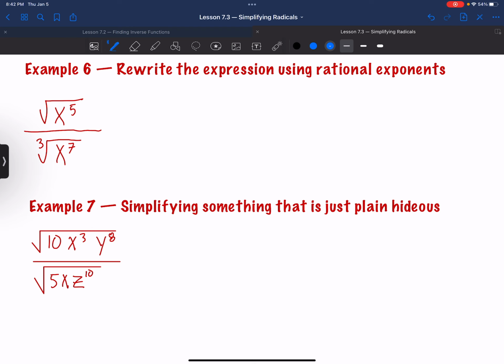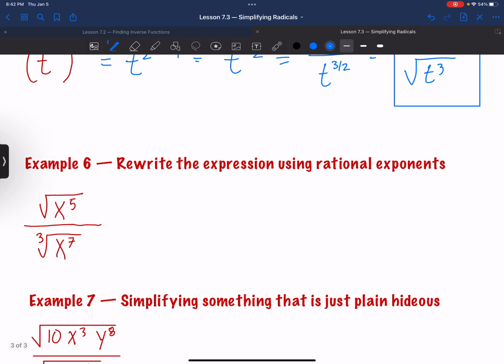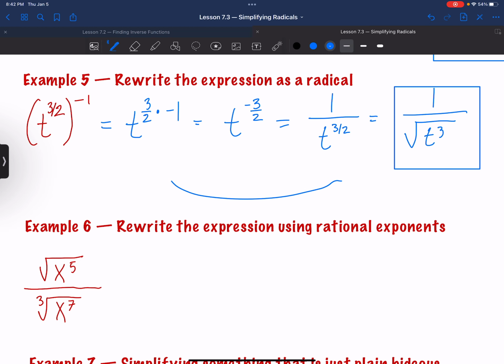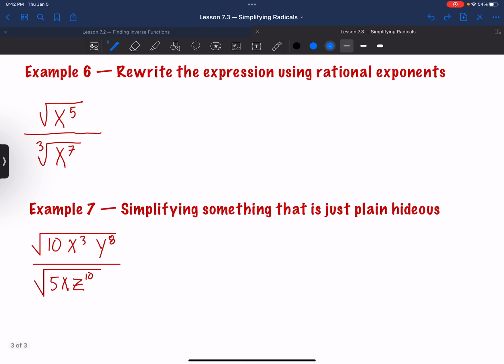So we're just going to do the same thing again, but the other way, right? It's kind of like starting with what I boxed and going backwards. Okay. So on the top, I have an index of 2 and a power of 5. So this is x to the power of 5 halves. This is square root. Divided by cube root of x to the 7th, that is x to the power of 7 thirds. And since I am dividing these, it's x to the 5 halves divided by x to the 7 thirds, I will subtract their exponents, 5 halves minus 7 thirds.